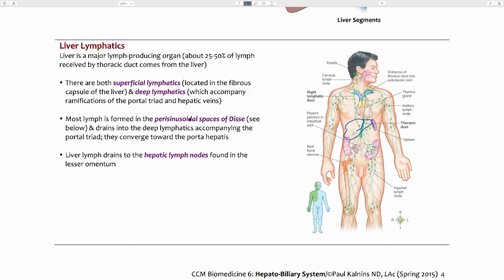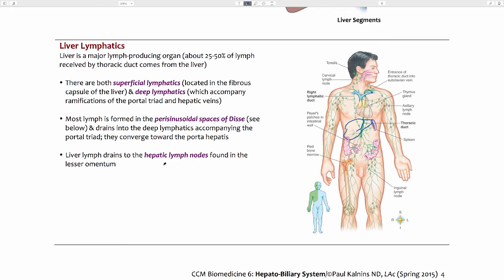Most of the lymph is formed in this little inner space. I'll talk about this later. That's called the perisinusoidal spaces of Disse. This is basically where the lymph is produced. It's secreted into these little spaces, and then it drains out to the deep lymphatics.